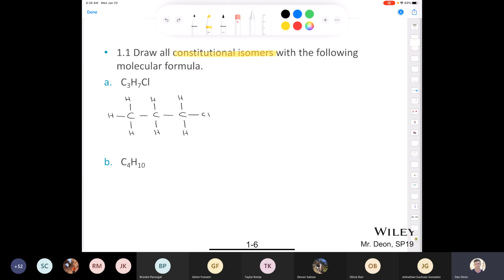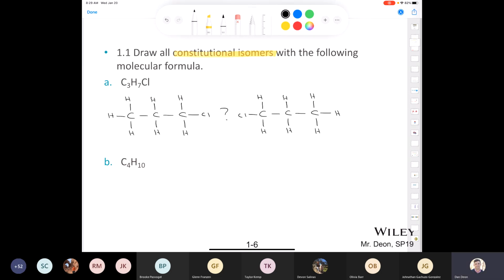So if I take this compound, let me copy and paste it. There we go. If I take this chlorine and put it, oops, where's my eraser? If I put it over here, is that a constitutional isomer? Can anybody tell me if that's a constitutional isomer?